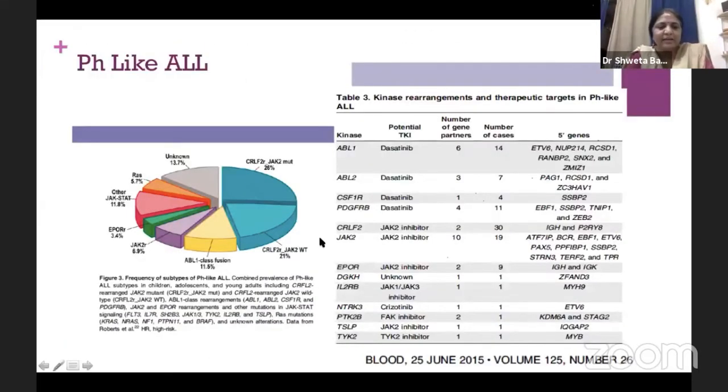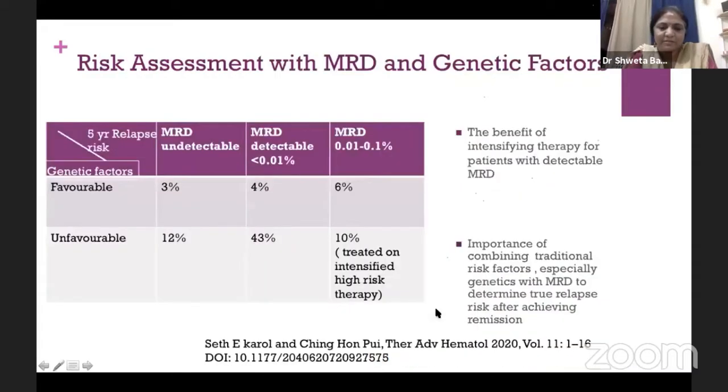So this is another diagram which shows Ph-like ALL, the various translocations, various types of mutations which are present in the Ph-like ALL and targeted therapies. So if we see that ABL1, ABL2, CSF1R, PDGFR beta can be treated with dasatinib, then CRLF2, JAK2 can be treated with JAK2 inhibitors. Then we have other NTRK3 kinase rearrangements which can be treated by crizotinib. So knowing these translocations, addition of this therapy definitely helps us in treatment of these patients.